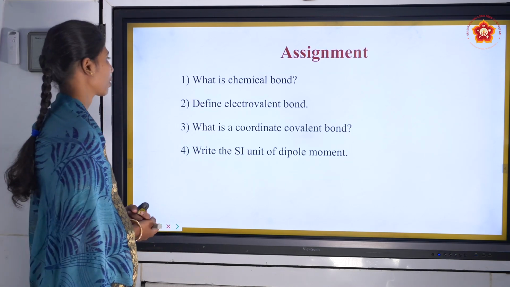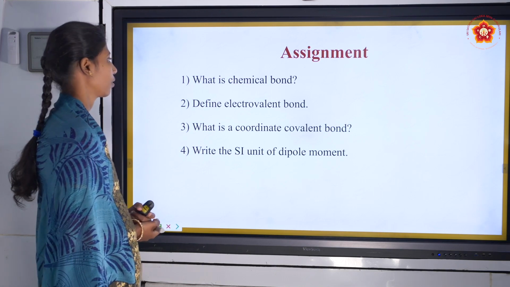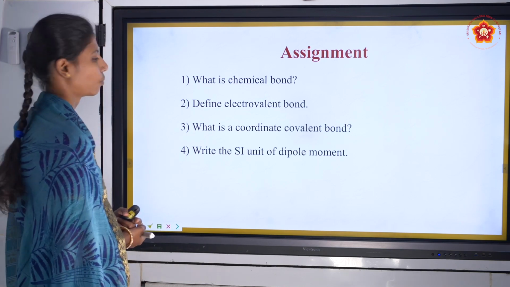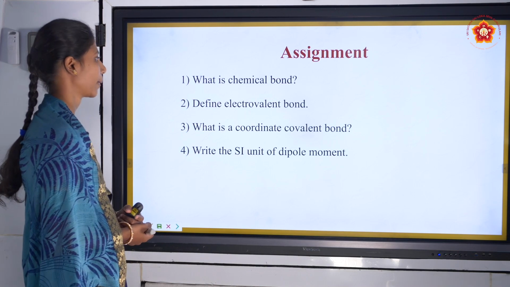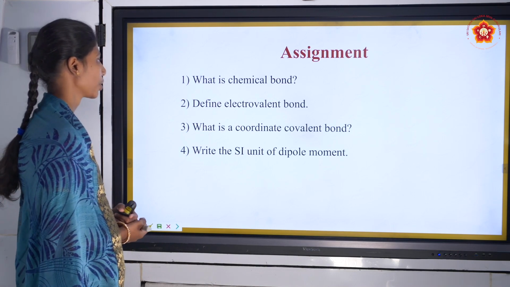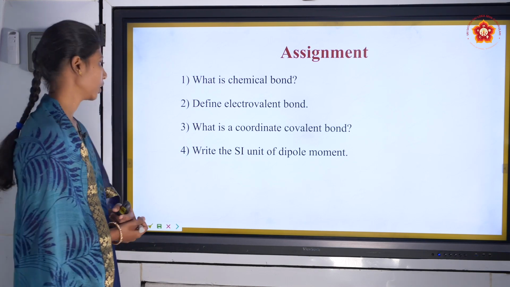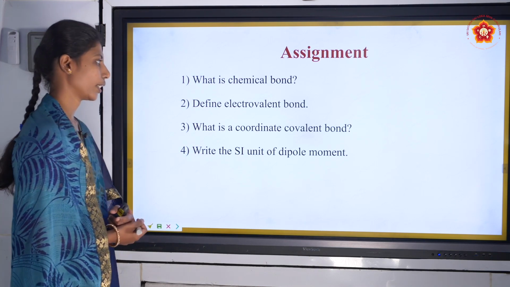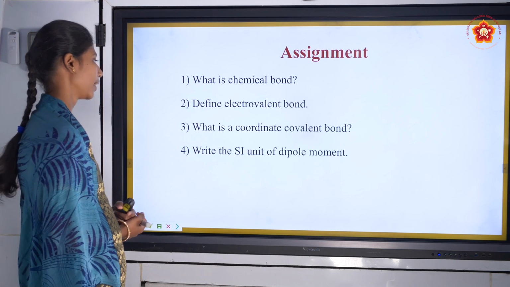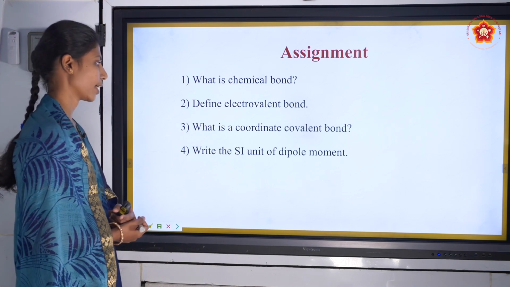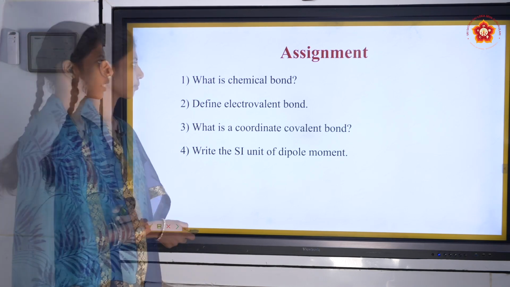Today's assignment questions. Each question carries one mark. First, what is a chemical bond? Second question, define electrovalent bond or ionic bond. Third question, what is a coordinate covalent bond? Fourth question, write the SI unit of dipole moment.